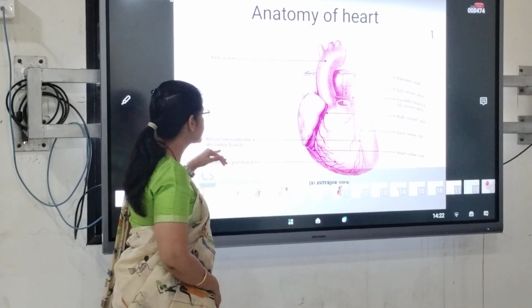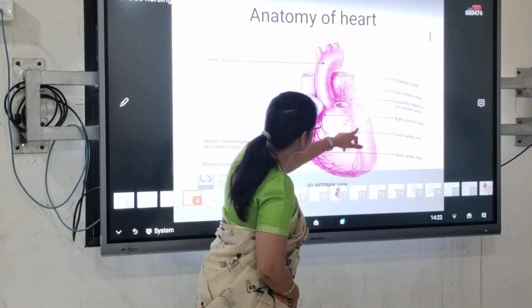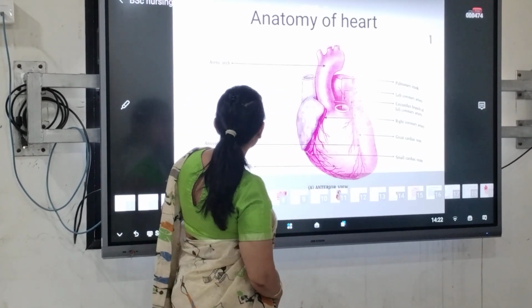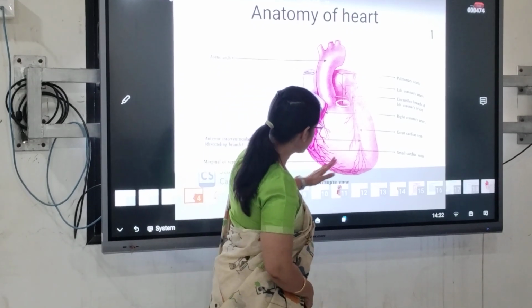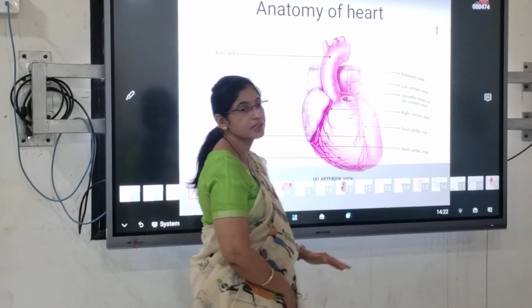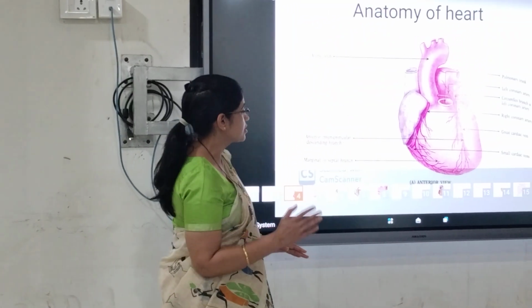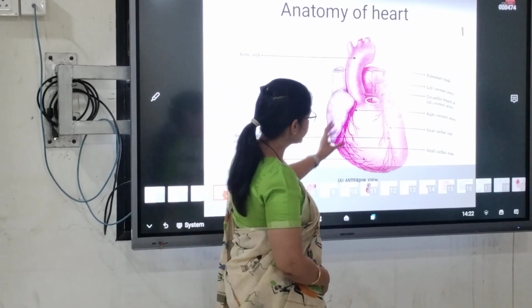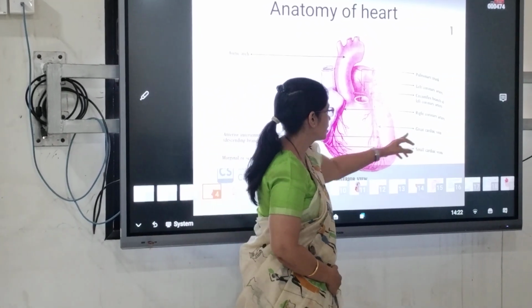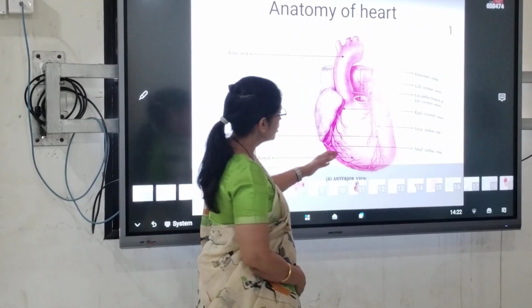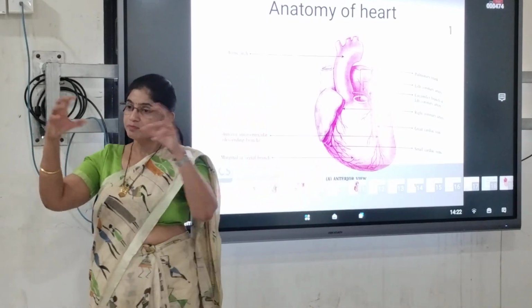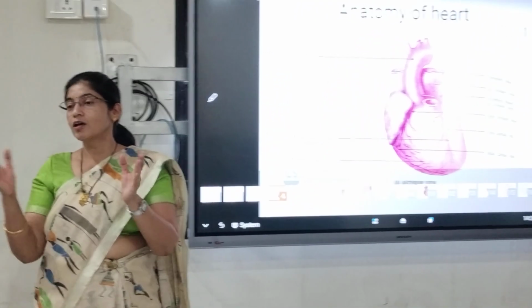Here you can see the descending branch, and the marginal and the septal branches. The septal branches actually pierce the ventricular muscles. Then the blood is collected into the venous system. That is the great cardiac vein.